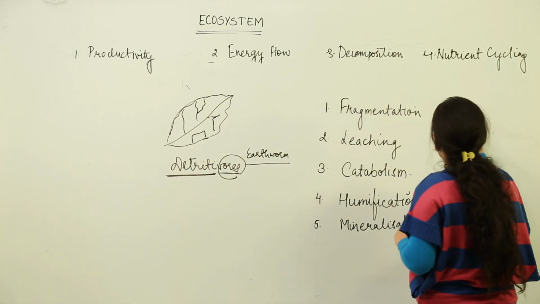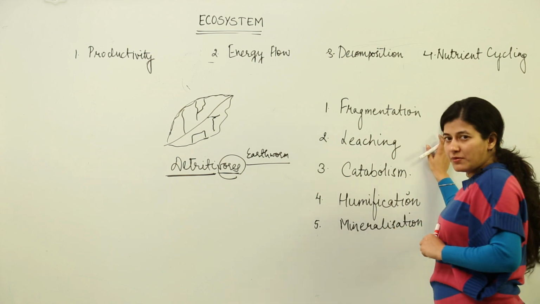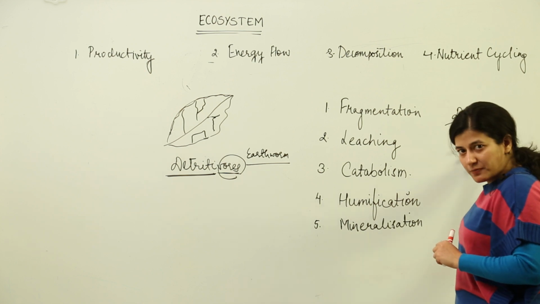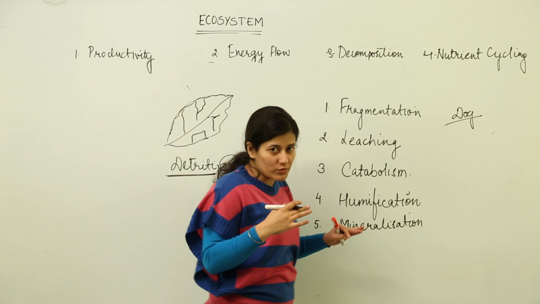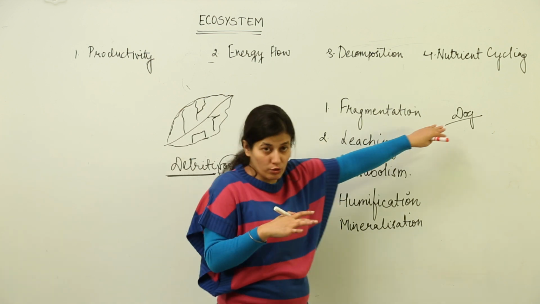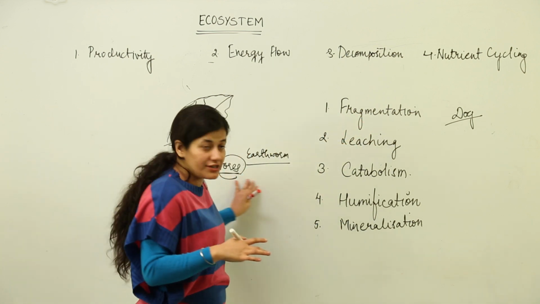Let's take a dog over here, a dead dog. The dead dog would be first eaten by vultures and all. The scavengers would break down its parts and almost nothing would be left. There would be only bones. Then a few microbes would come and fragment those bones. So the fragmentation process is done by the detritivores.